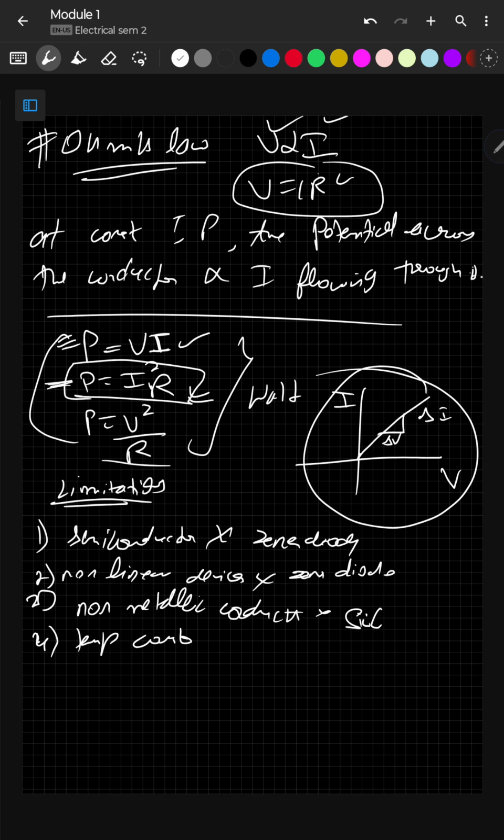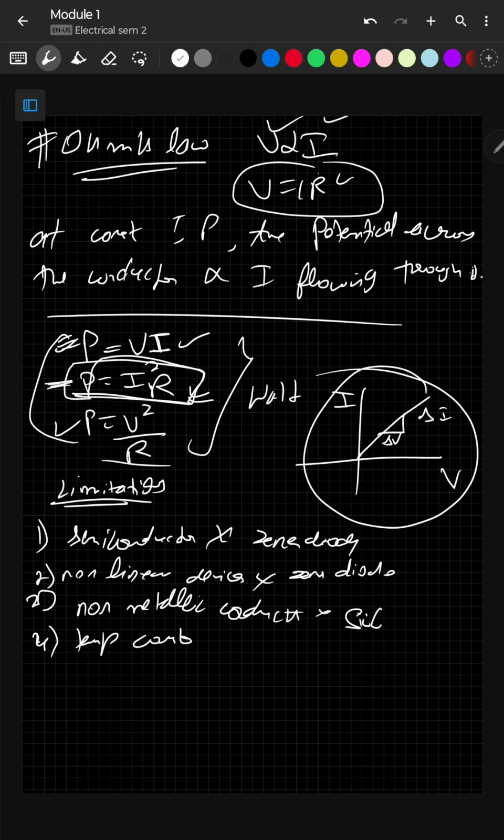This is the graph of Ohm's law. P equals I square R, you can use for power dissipation. P equals VI and P equals V square by R for total power. Limitations: not applicable for semiconductor devices, non-linear devices, non-metallic conductors, and the temperature should be constant. So again, it's a limitation.